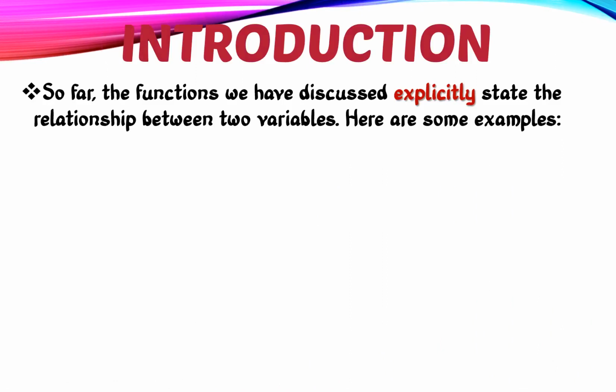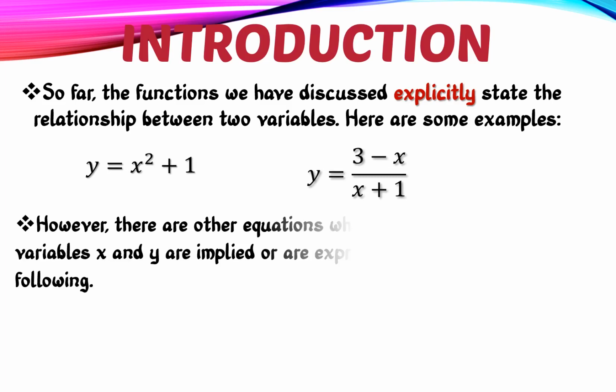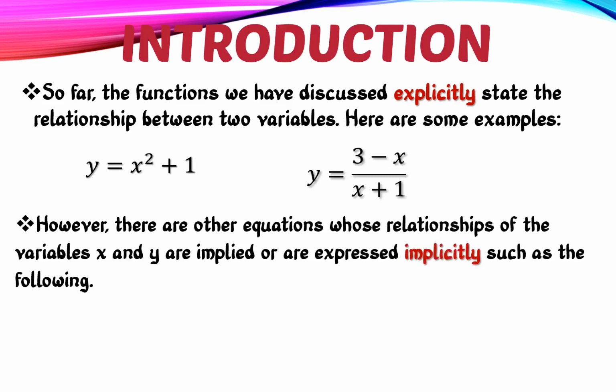In our previous lessons, so far the functions that we have discussed explicitly state the relationship between two variables, such as the following examples. However, there are other equations wherein the relationship between the variables x and y are implied or expressed implicitly, such as these examples. What do we mean by explicit and implicit?